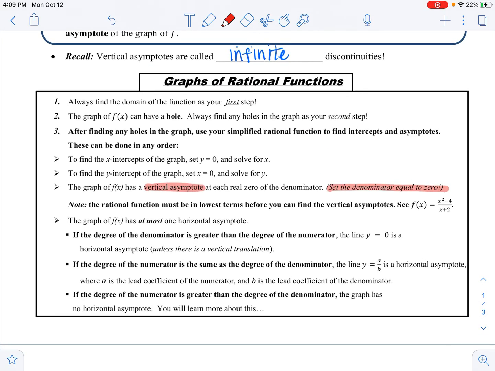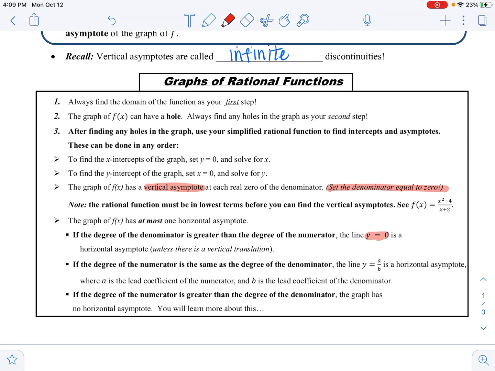The last set of bullet points here is that the graph has at most one horizontal asymptote. So there could be a horizontal asymptote. How do we decide if there's a horizontal asymptote? What you're going to do is compare the degrees. If the degree in the denominator is greater than the degree in the numerator, so if the degree in the denominator is bigger, then it's the line y equals 0.